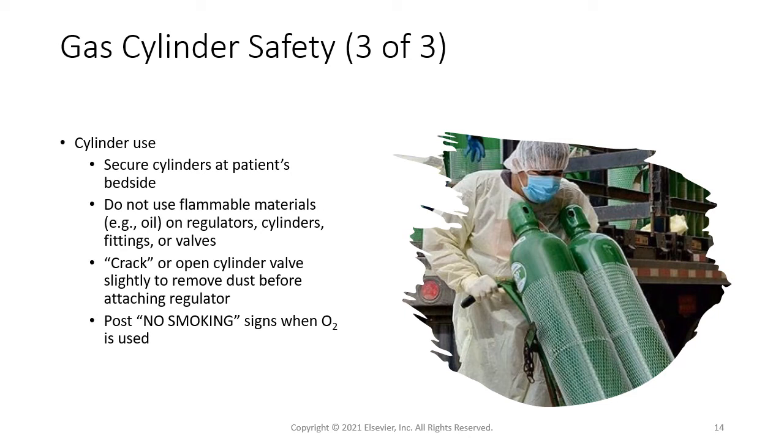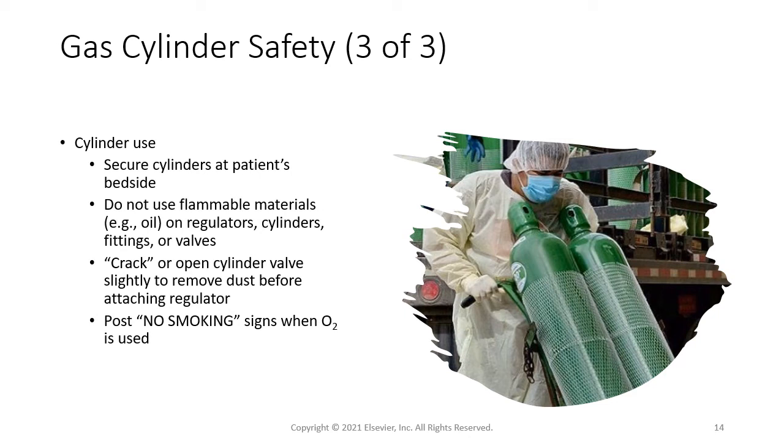Secure gas cylinders at a patient's bedside in a way that prevents them from falling. Secure cylinders to a wall with a chain, bind, or chain them to a suitable cart, or support the cylinder in a stand. Do not use flammable materials. Open the cylinder valve slightly to remove dust, dirt before attaching the regulator. When slightly opening the valve, ensure no one is standing in front of the valve and say, "I'm cracking the tank" before doing it, so the cylinder can be brought to the patient's bedside.